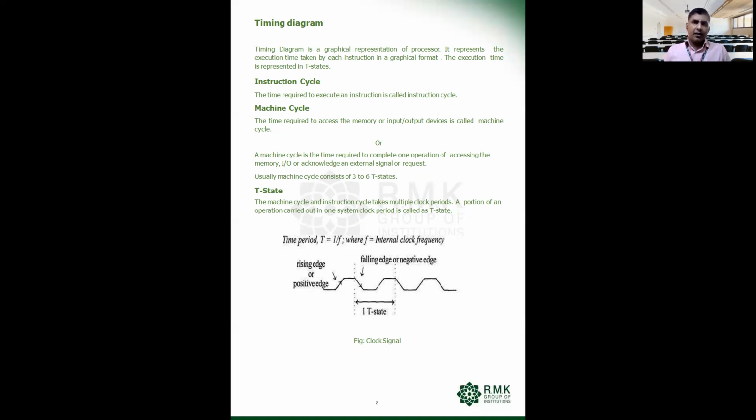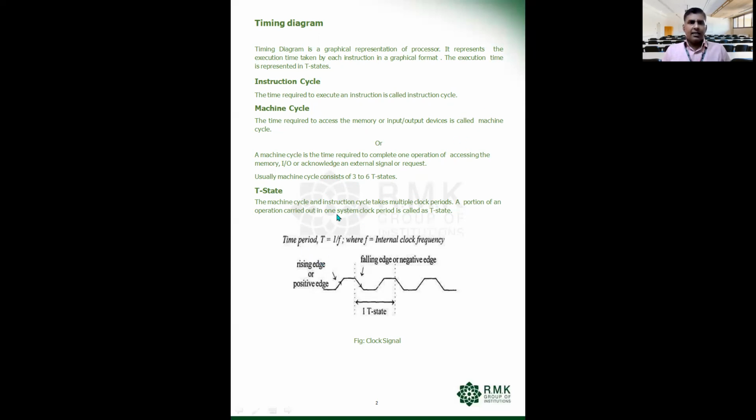Instruction that is there, the commands are stored there in the memory or in the IO device, where the signal or the external signal has a request. So that is the time period we call a machine cycle. Usually machine cycles are expressed in terms of T states. Basically it takes around 3 to 6 T states to execute a machine cycle. Let us understand what a T state is.